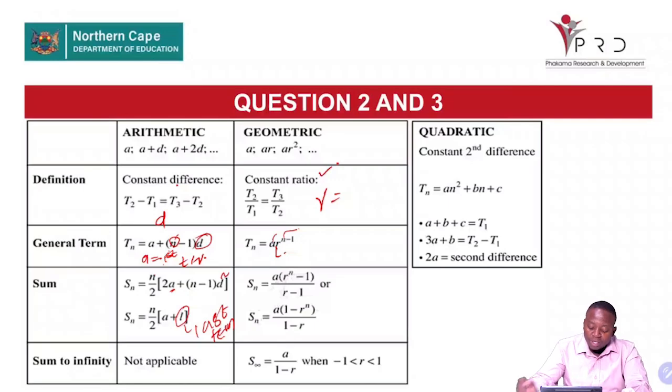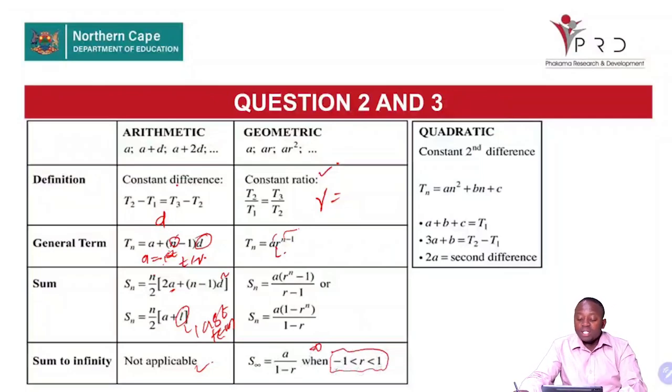Then we look at the sum to infinity, where we do not have infinity for arithmetic. We only have it for geometric. So the sum to infinity equals a over (1 minus r). We do not have n in this case. Why? Because we are going to infinity. We do not know the total number of terms we have. They are continuing. And we know that our sum to infinity is convergent when r is between -1 and 1.